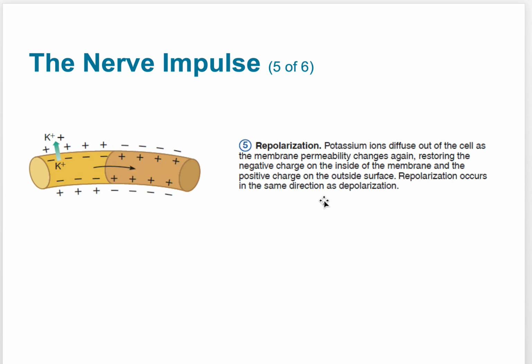Repolarization occurs in the same direction as depolarization, meaning that it occurred in this direction. Our impulse was moving this way. So repolarization is also going to move this direction. Okay, so they both move in the same direction. That's all that's saying.